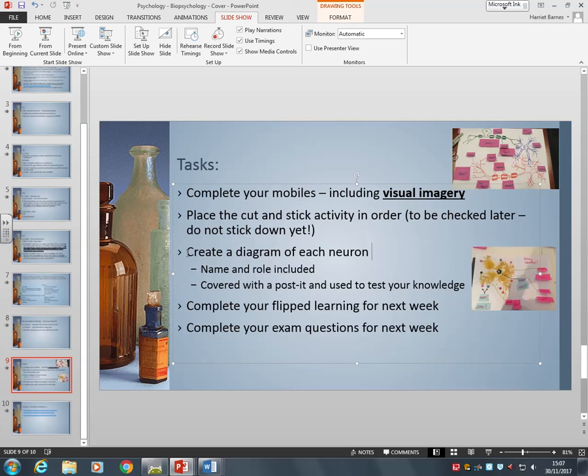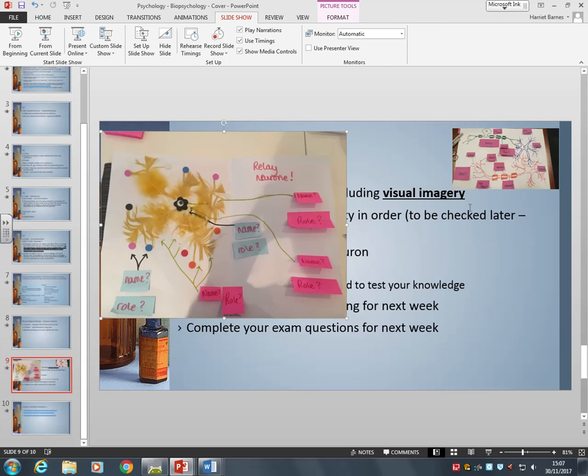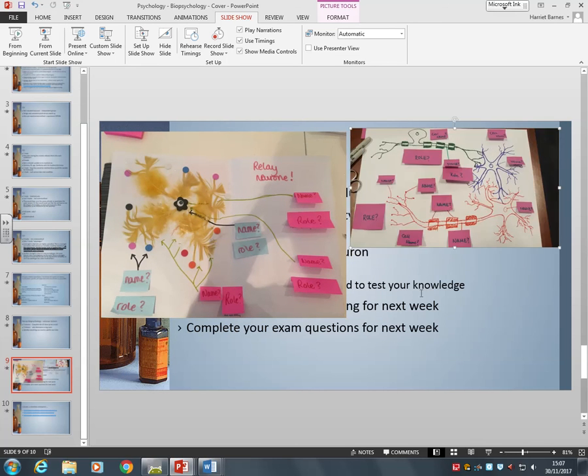The next thing I want you to do is create a diagram of each type of neuron: sensory, motor and relay. There's some crafting stuff at the front of the classroom. What I want you to do is create a revision resource, and as you can see from these excellent examples here, what they have done and what I would like you to do is create the image using as much or as little crafting activity as you want. Don't get too hung up.